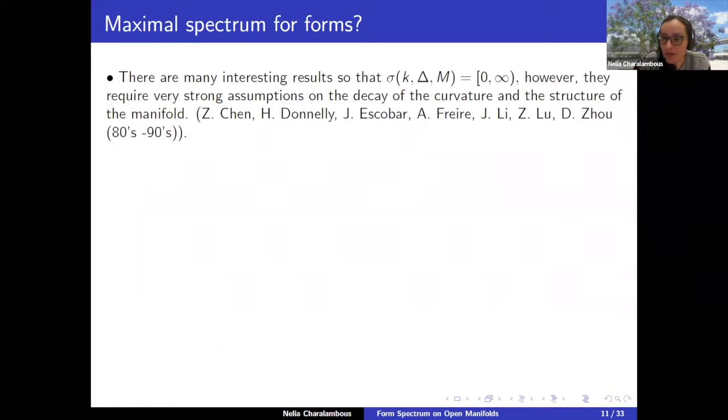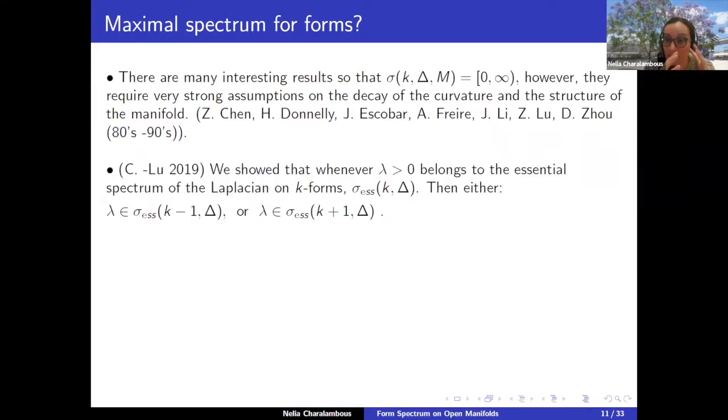maximal form spectrum. Is it a reasonable question to ask? Can we find a large set of manifolds over which the spectrum of the Laplacian on K forms is now maximal? And trying to work this problem through, one realizes very quickly that very strong assumptions have to be made on the decay of the curvature and the structure of the manifold, because now you have to build these K forms that behave nicely under the Laplacian, and now you're talking about third order derivatives of R, and things get very complicated very, very quickly.